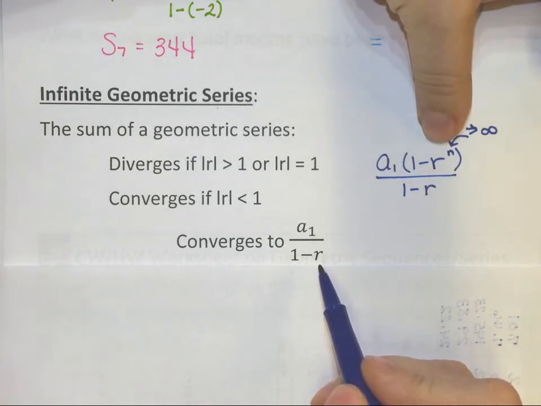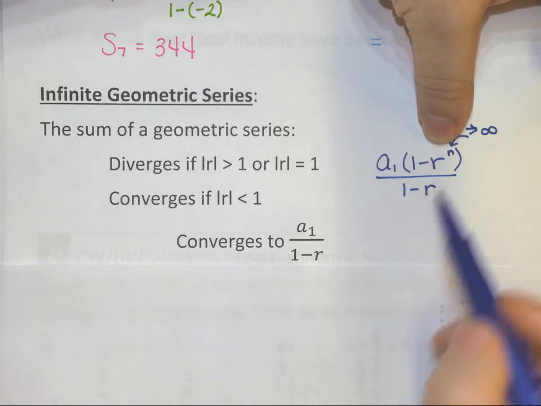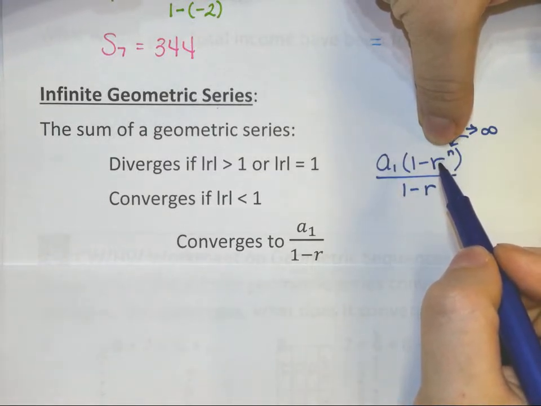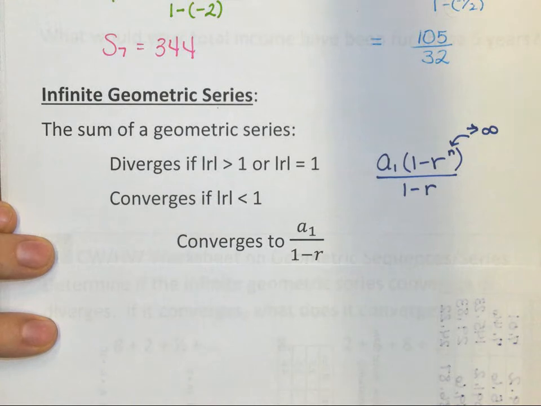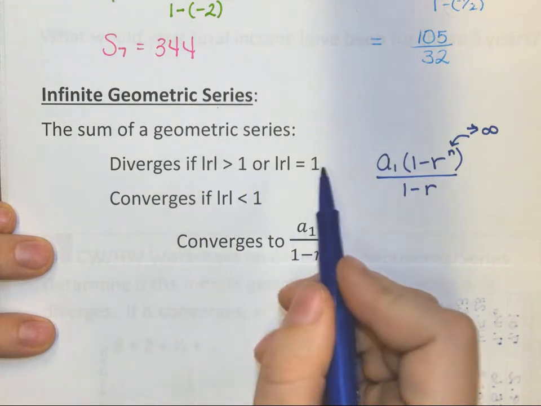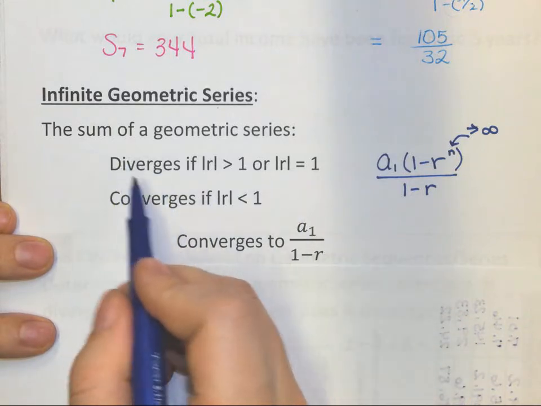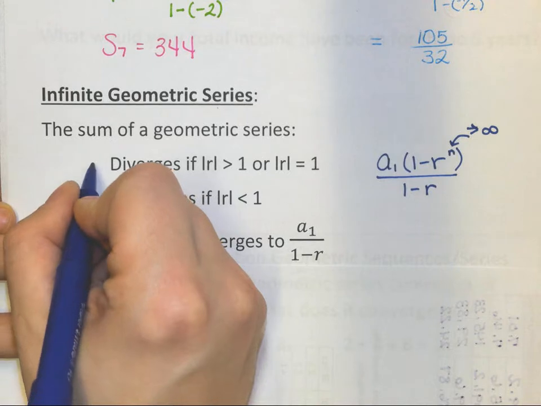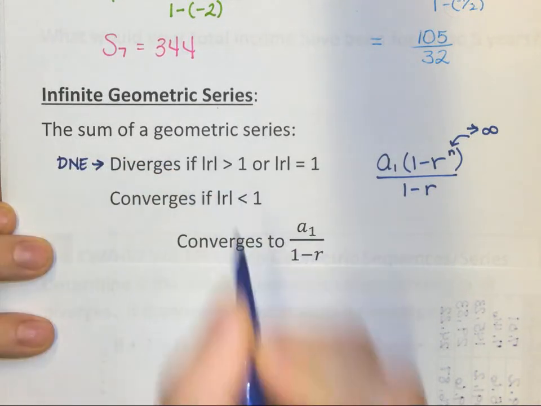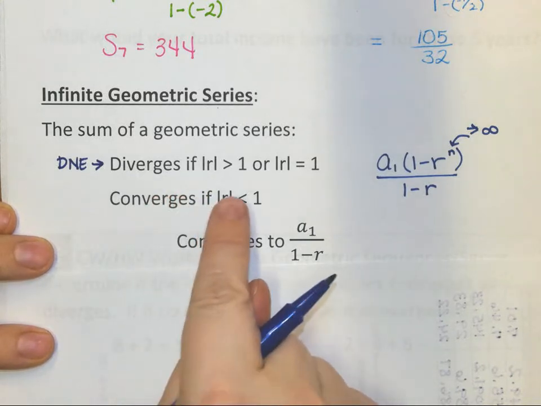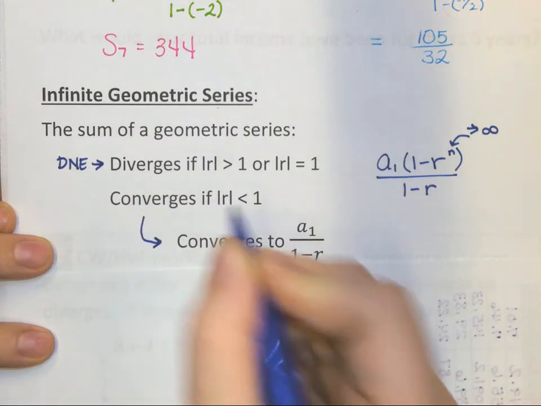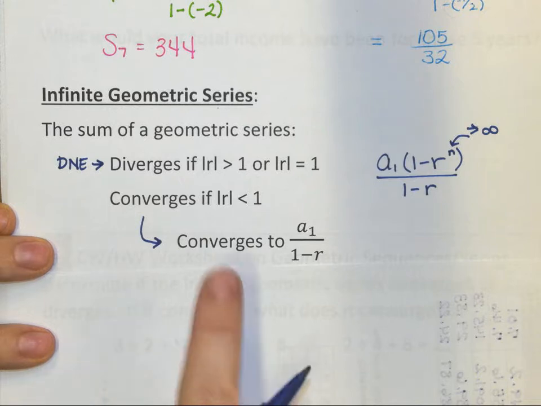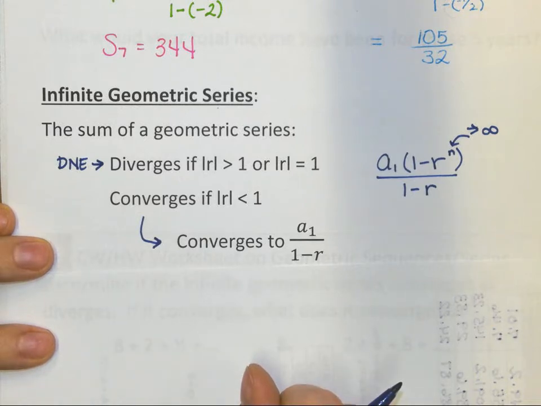Now, if r is a number bigger than 1, or an absolute value bigger than 1, this just gets infinitely huger. Bigger, bigger, bigger. So if the absolute value of your ratio, in other words, disregarding the sign, is bigger than 1, it is a divergent series, so we would say the sum does not exist. Now, if your ratio's absolute value is less than 1, then we can actually calculate the infinite sum and say it's going to converge to a sub 1, your first term, over 1 minus the ratio.